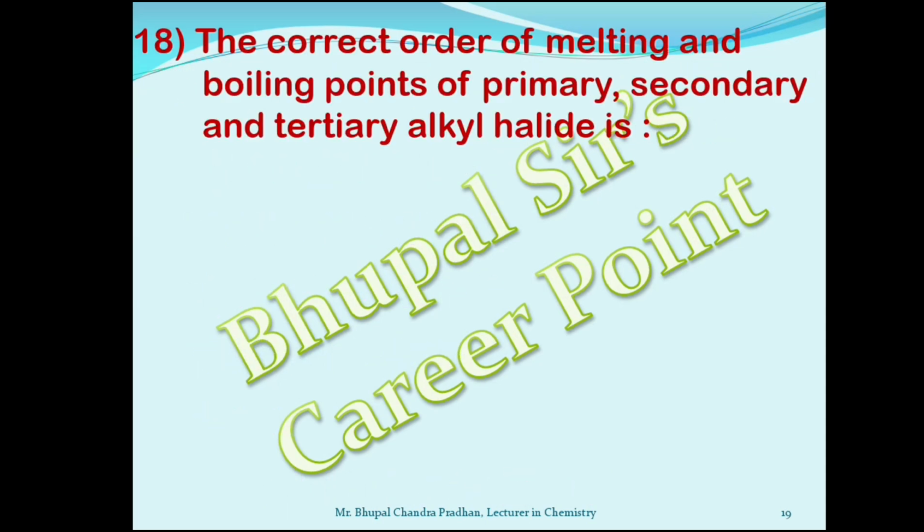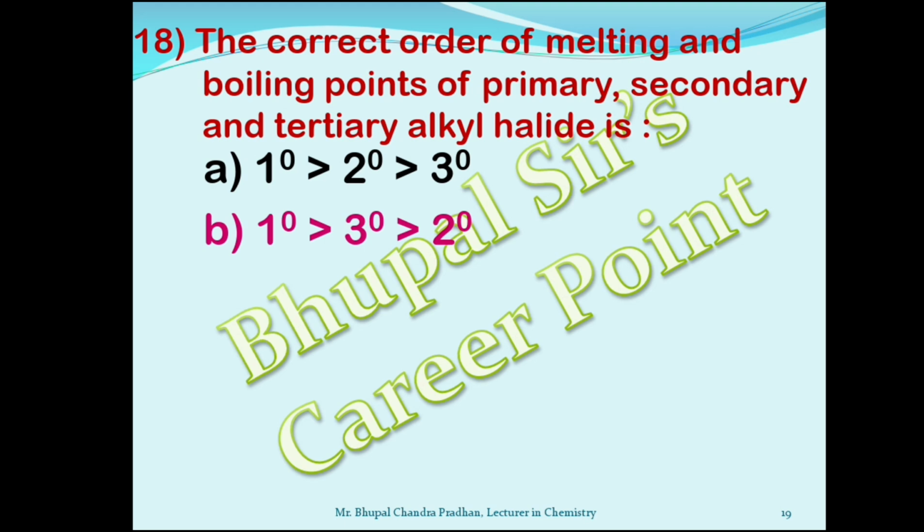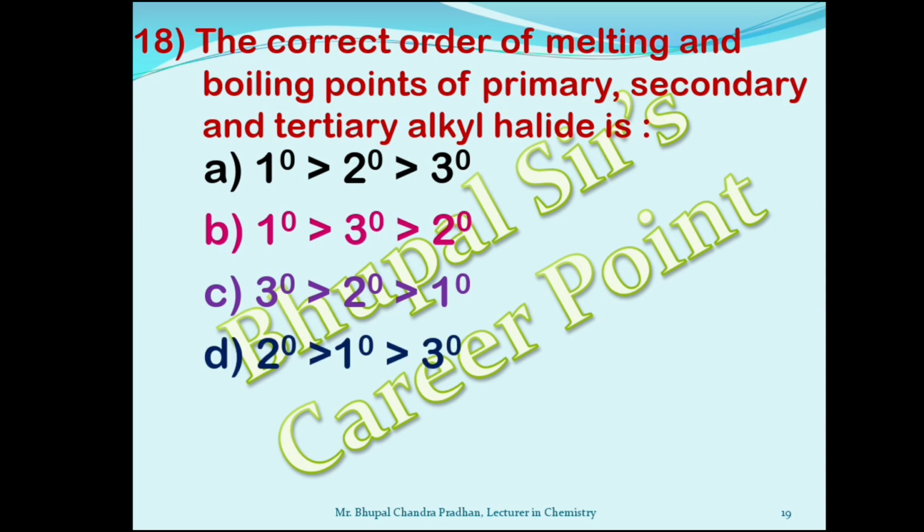The correct order of melting point and boiling point of primary, secondary and tertiary alkyl halide is: option A, primary is greater than secondary is greater than tertiary. Option B, primary greater than tertiary greater than secondary. Option C, tertiary greater than secondary greater than primary. Option D, secondary greater than primary greater than tertiary. Students, try to give the correct answer.